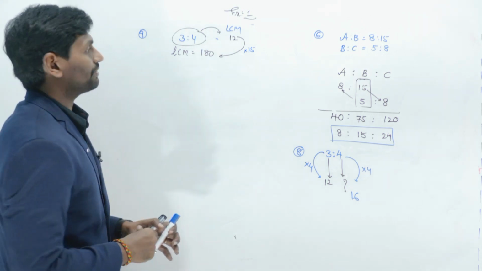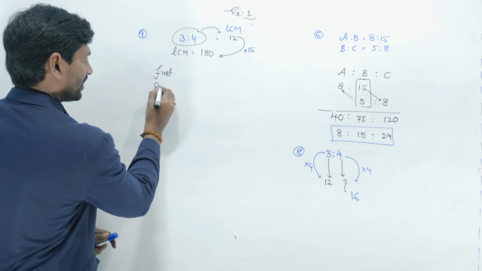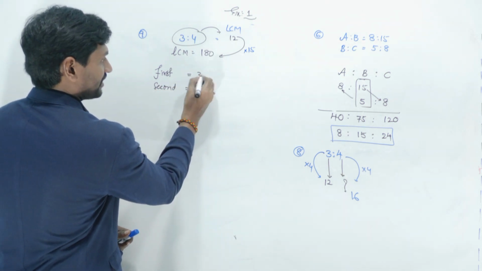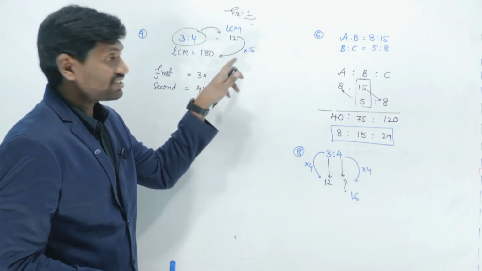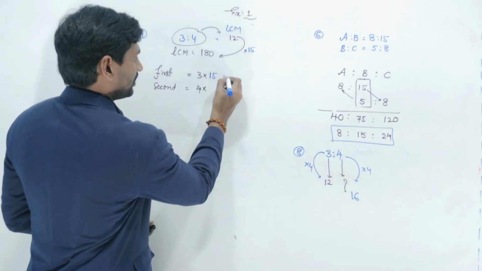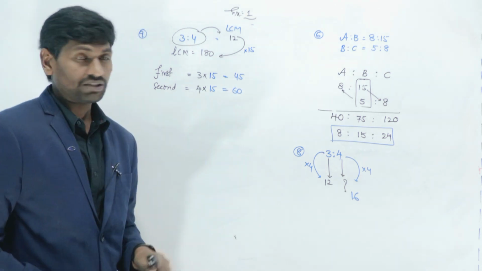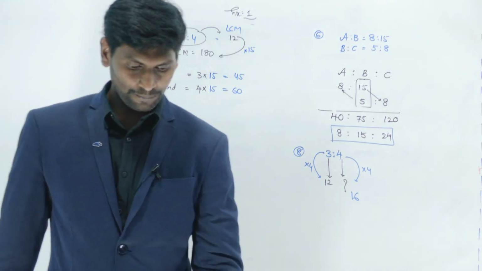So what is asked? The first number. The first number is 3, the second number is 4. So 12 table, how many times is 180? 15 times. That 15 we should multiply. So 3 15s are 45, 4 15s are 60. If they are asking the first term, we should do like this. The second term is like this. So the answer is 45.